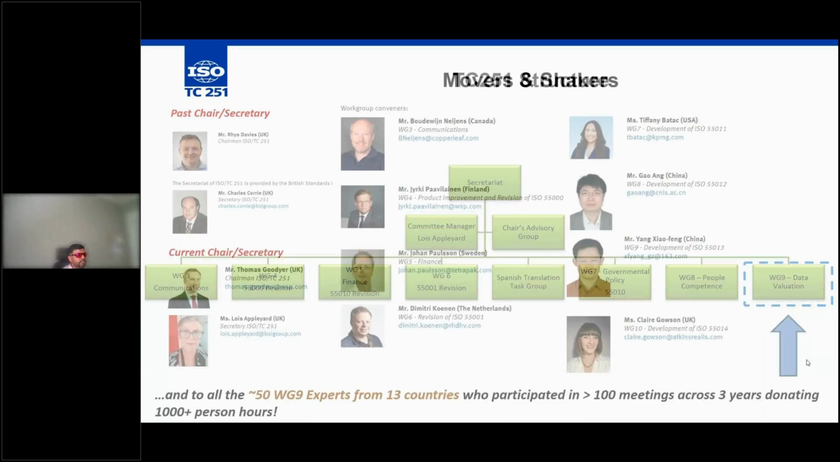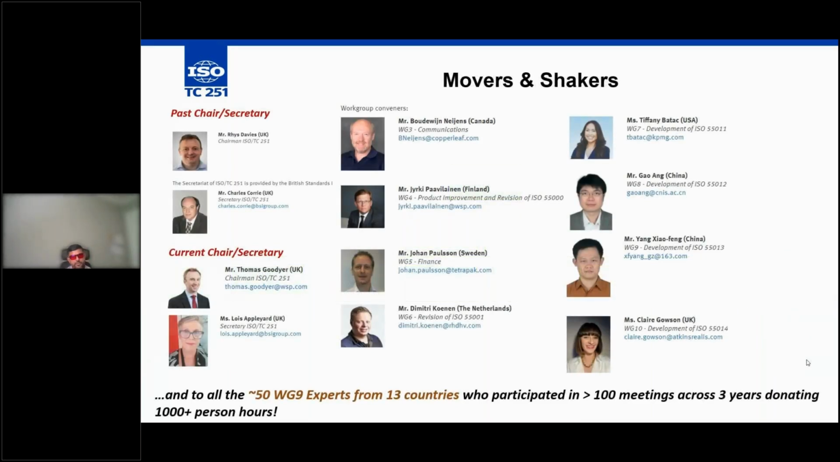So here are the movers and shakers in the ISO TC 251. I'd like to thank Charles Corey, the previous secretary, as well as Reese Davis, the past chair of the ISO Technical Committee 251, under whose aegis we started this work of producing 55013. The current chair and secretary, Tom Goodyear and Louis, helped us get through the finish line. Their effort was instrumental in the standard finally seeing the light of day.